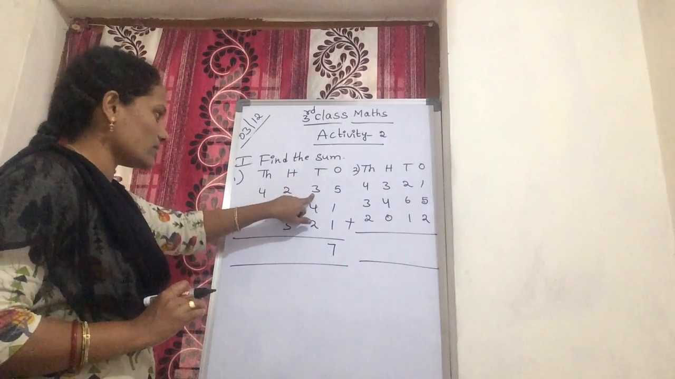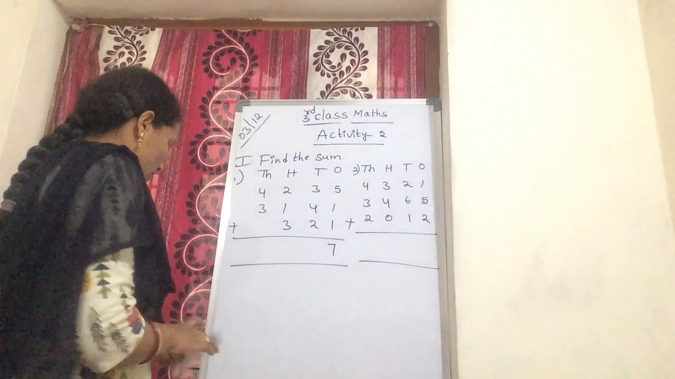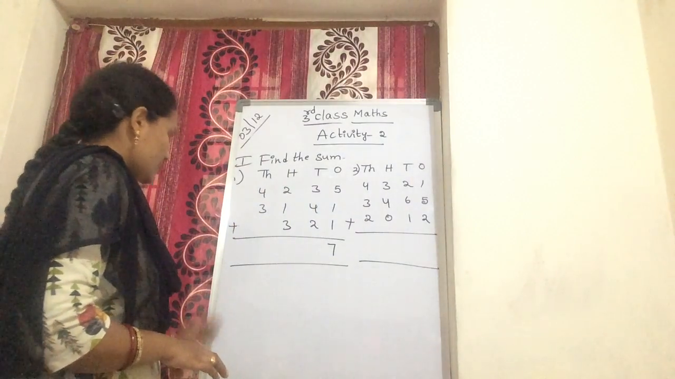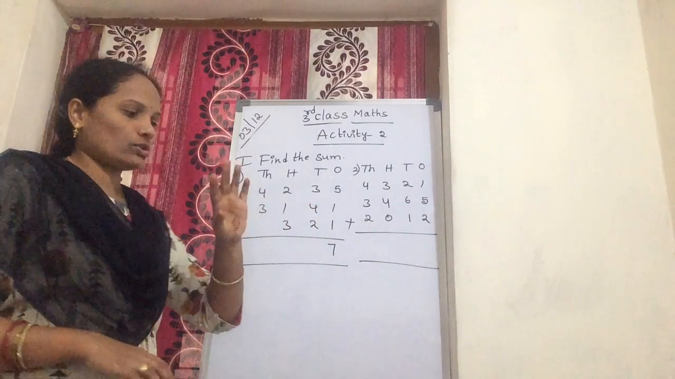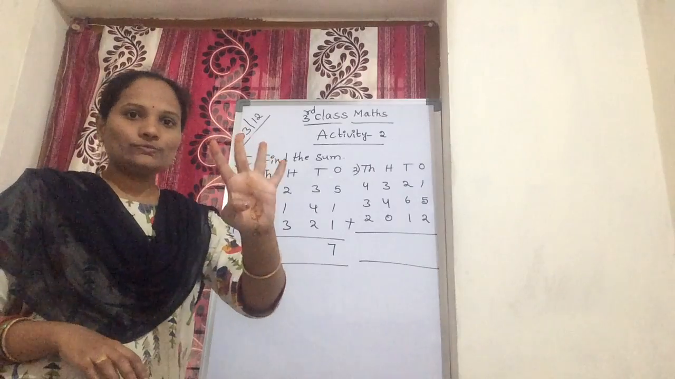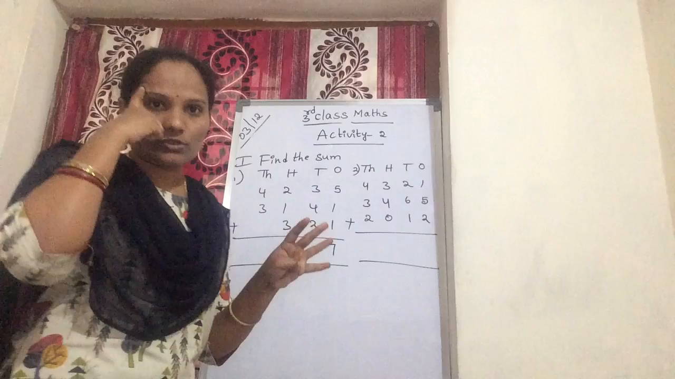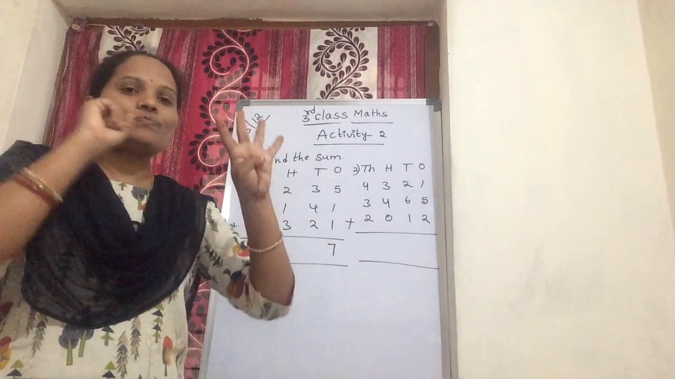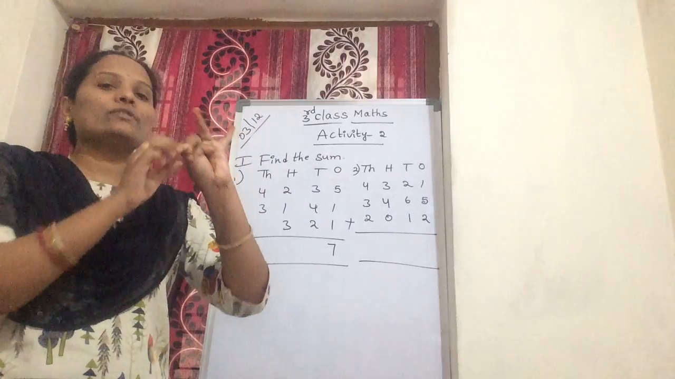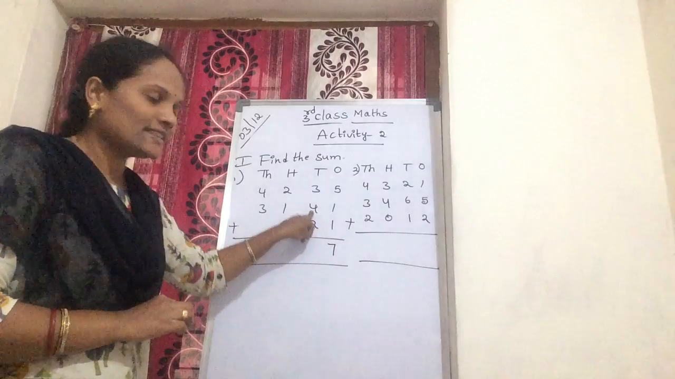Now, coming to tens. In tens, the first number is 3. Keep 3 in mind. The second number is 4. Show it on your fingers. After 3, count 4, 5, 6, 7. Now 3 plus 4 is 7.